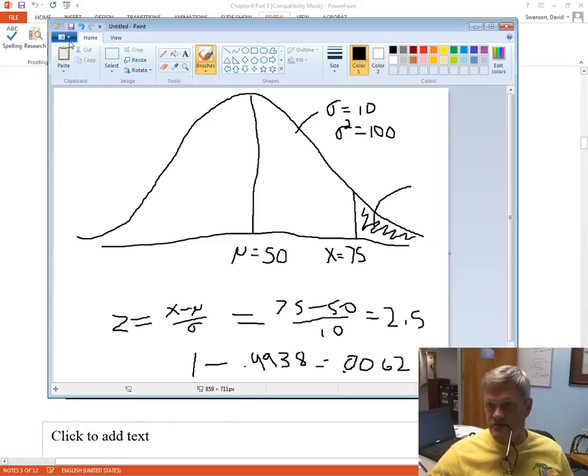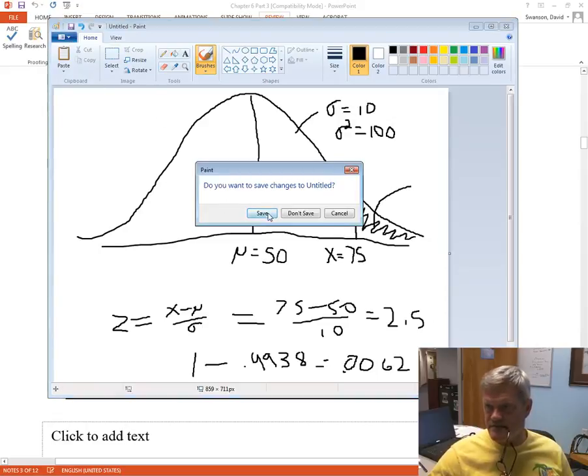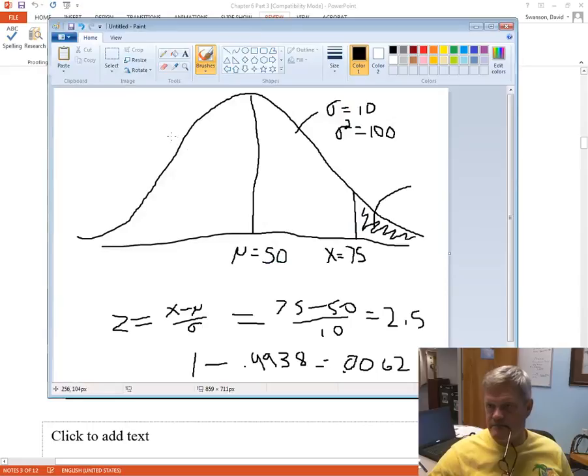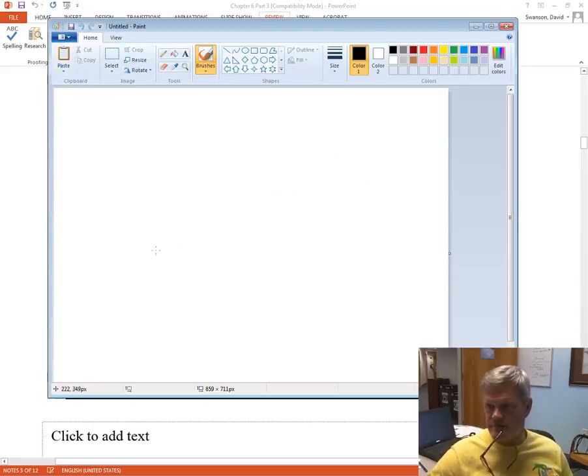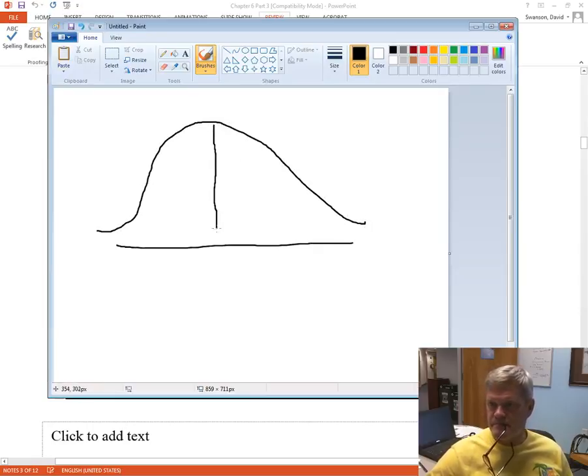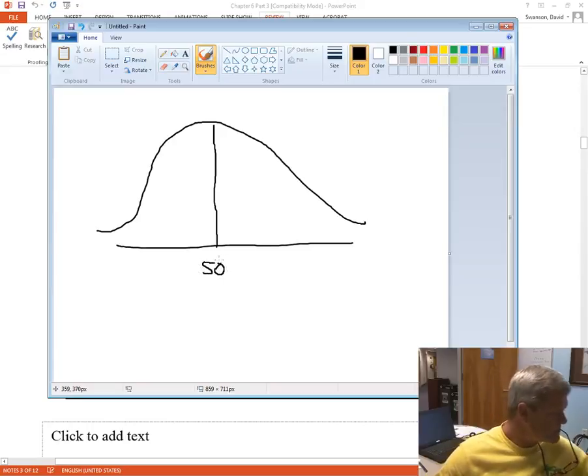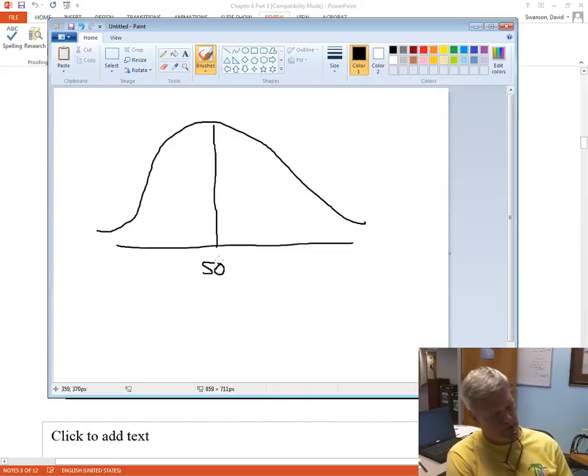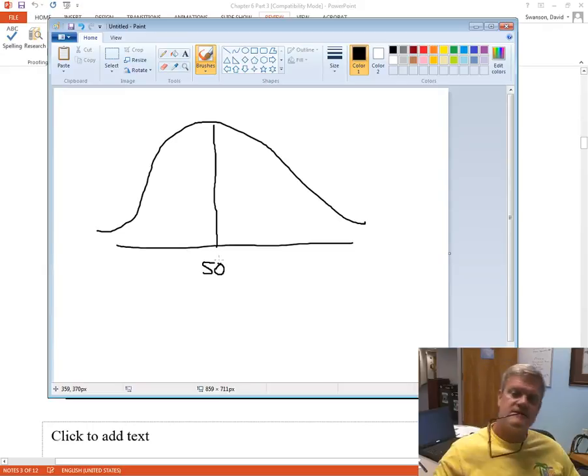Let me say one more thing. Let's do a new sheet. We don't want to save that. New. Don't save. Okay. Let's say our elephants, we'll use the same example. Hold on, I'm getting a text here.